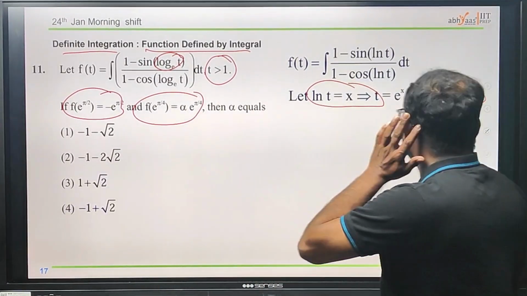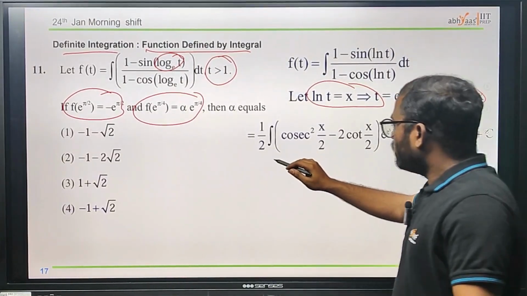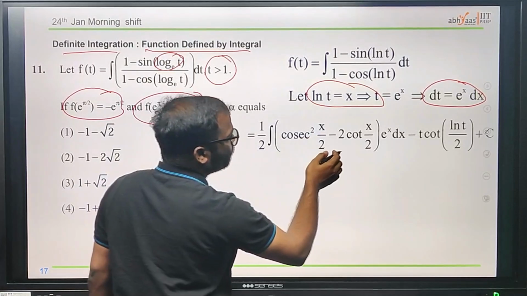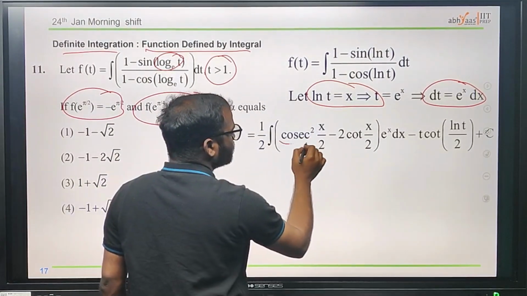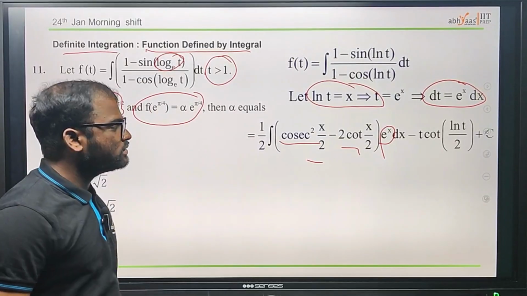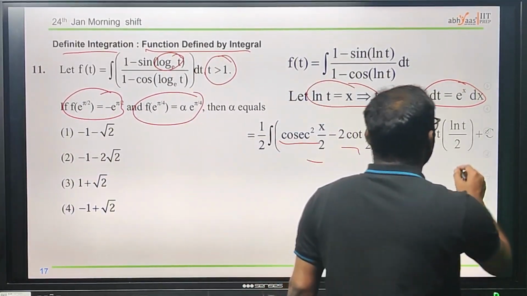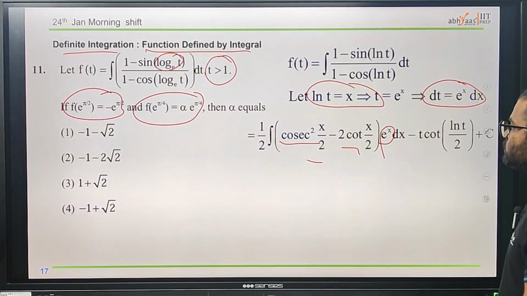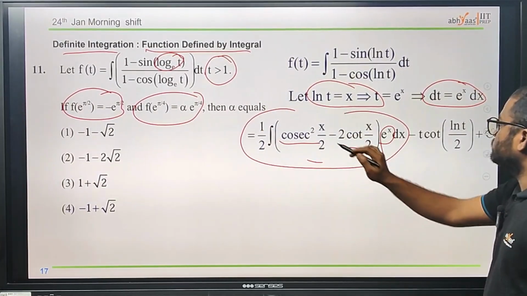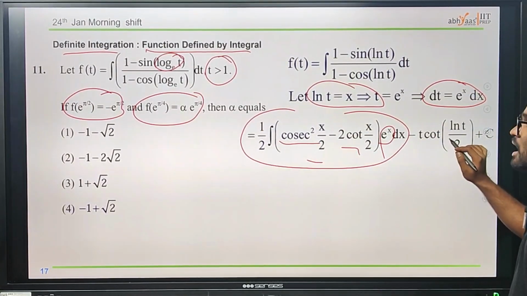Next, we can write it using integration. After substituting, the formula will be cosecant square x by 2 minus cot x by 2, times e power x dx. Now minus t cot of ln t divided by 2 plus c. This is just after integration, and here as well we still have the remaining part.